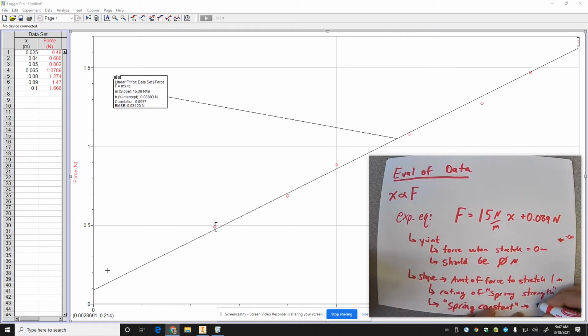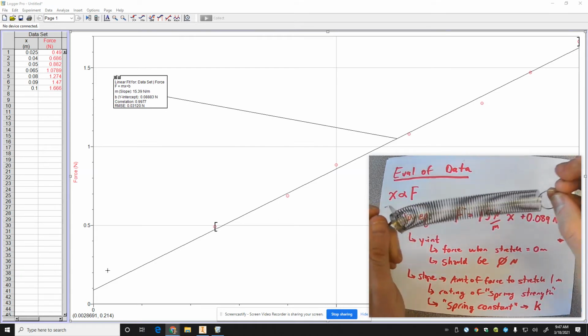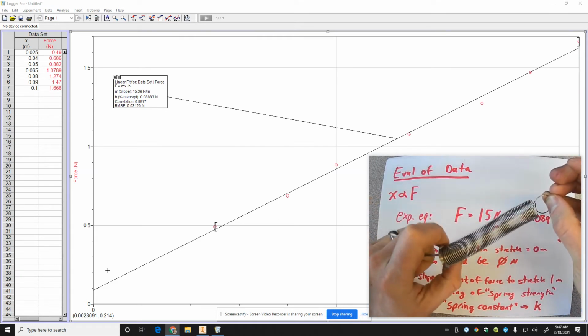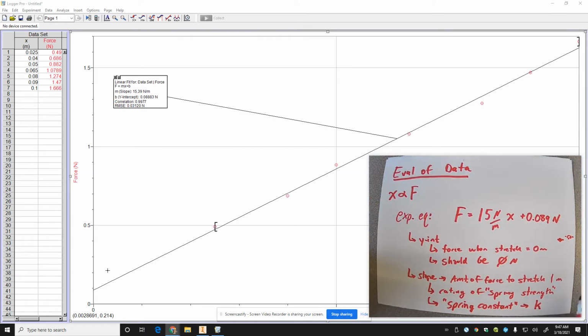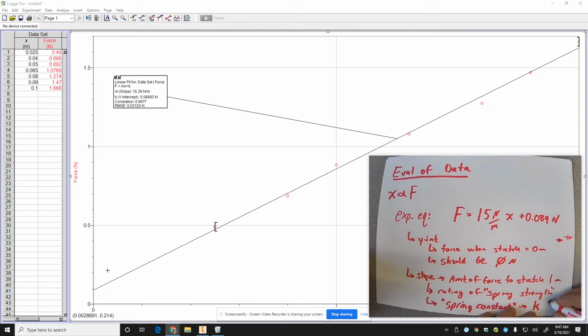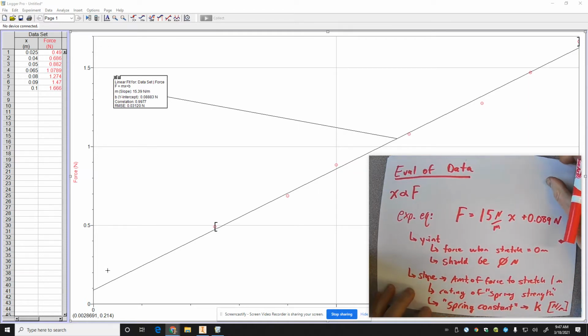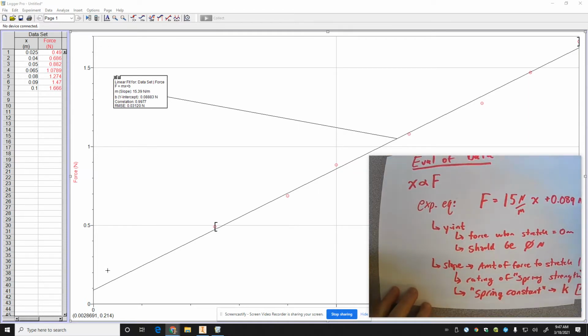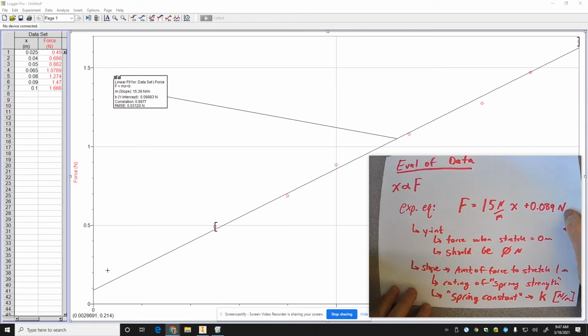And it has a symbol. We use a lowercase k. Lowercase k we use for a constant in more than one location, so you have to be careful with that. Spring constant, lowercase k, the units are newtons per meter. All right? So that kind of wraps up the evaluation of data.